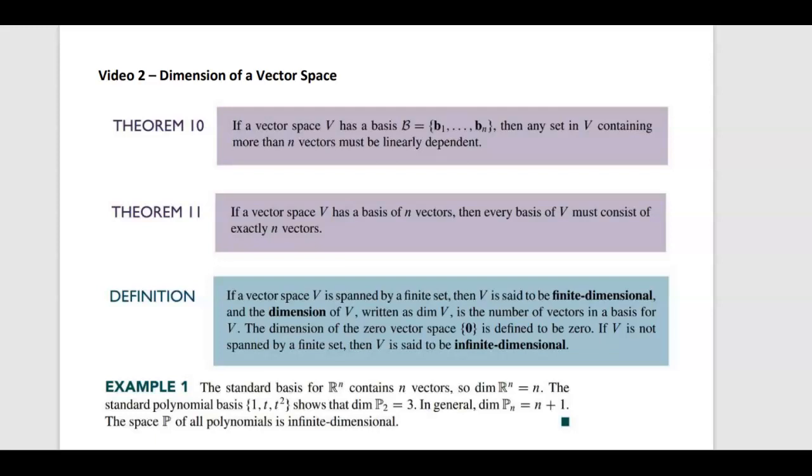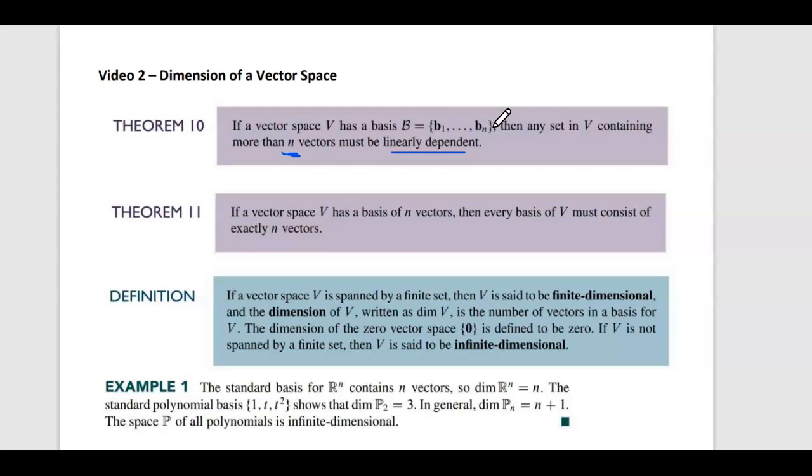All right, we need to talk about how to find the dimension of a vector space. So, a couple theorems from the textbook. If you know that a vector space has a basis, v1 to vn, and then you have a set of vectors in V that has more than n vectors, then those vectors have to be linearly dependent. Because a basis would all be linearly independent. So if you have more vectors in your space, then they're going to be dependent in some way.